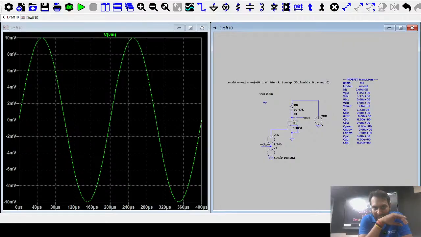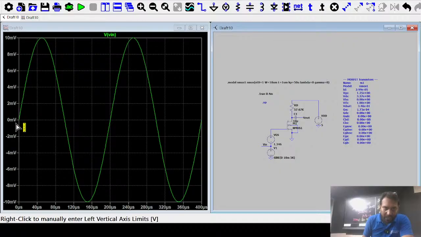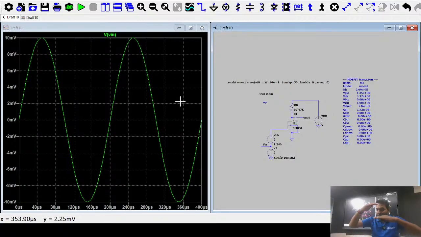So this is your input. This is the representation of input. The input is changing from 0 to 10 millivolt. So this is input voltage, that V1, is the voltage V input with respect to ground. But the gate voltage is not V input. The gate voltage is VGS plus V input. So gate voltage is 1.346 plus or minus 10 millivolt, because this is 10 sine omega t.